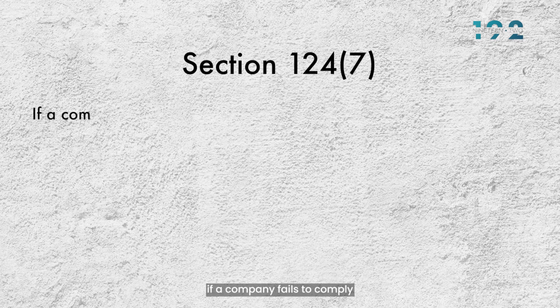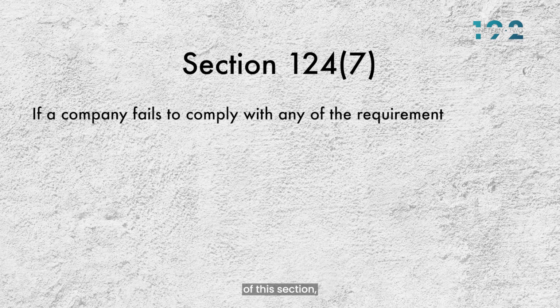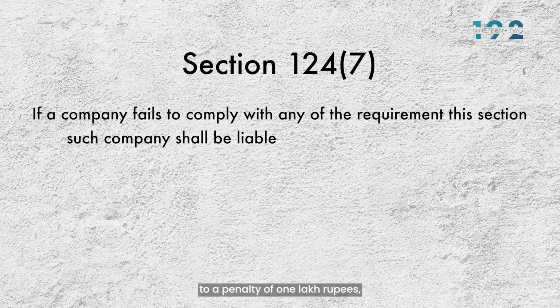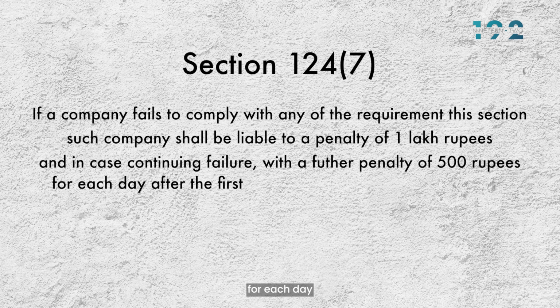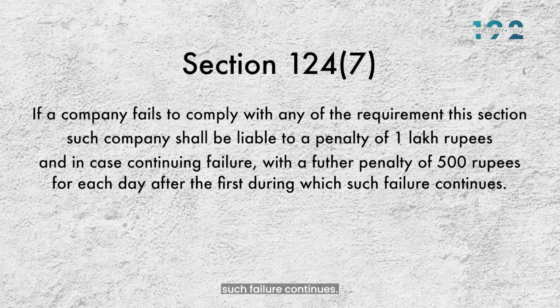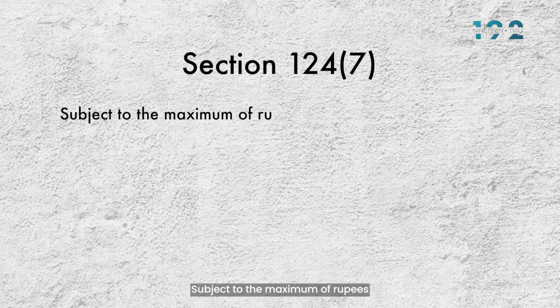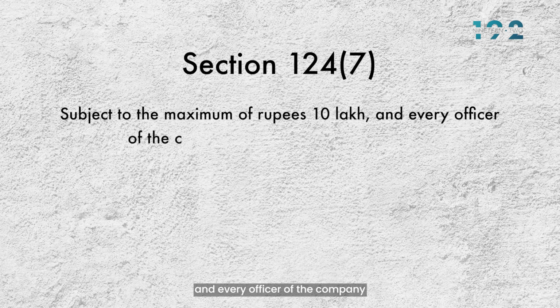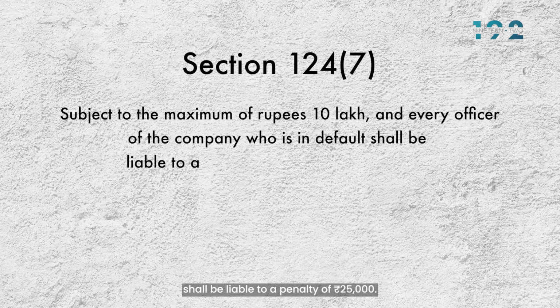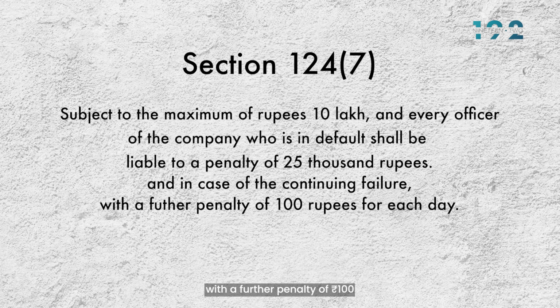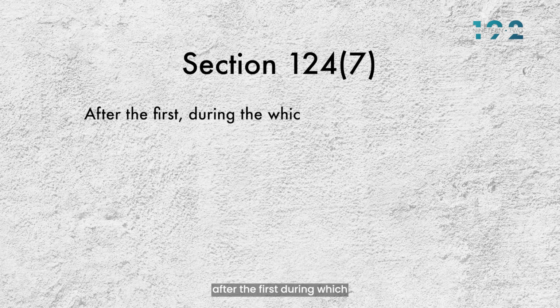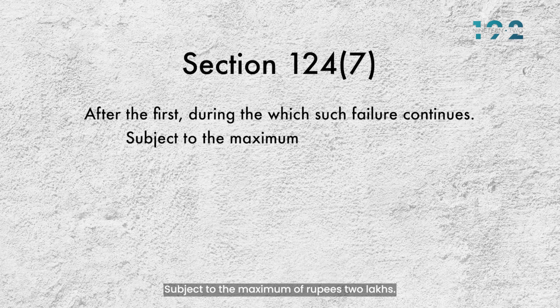Subsection 7 states: if a company fails to comply with any of the requirements of this section, such company shall be liable to a penalty of 1 lakh rupees and, in case of continuing failure, with a further penalty of 500 rupees for each day after the first during which such failure continues, subject to a maximum of rupees 10 lakhs, and every officer of the company who is in default shall be liable to a penalty of 25,000 rupees and, in case of continuing failure, with a further penalty of 100 rupees for each day after the first during which such failure continues, subject to a maximum of rupees 2 lakhs.